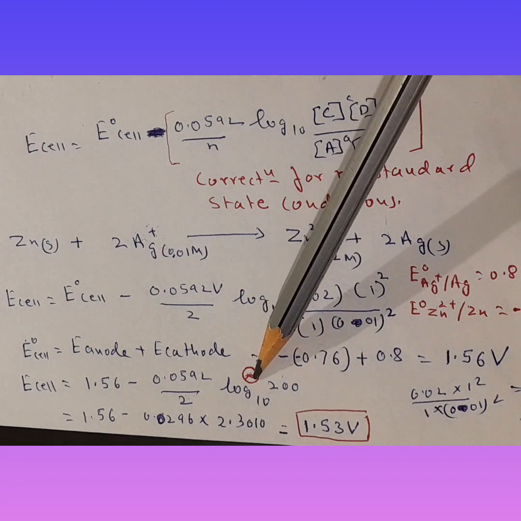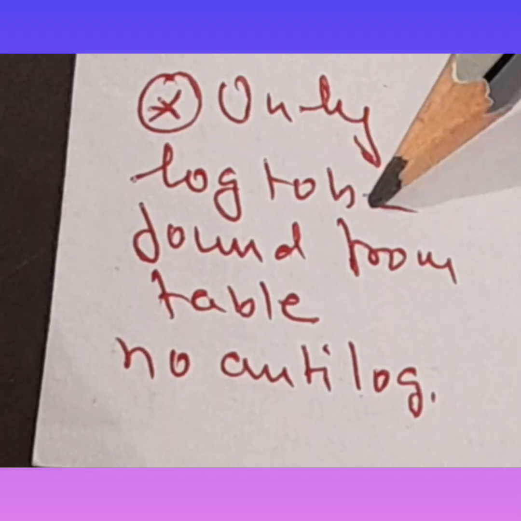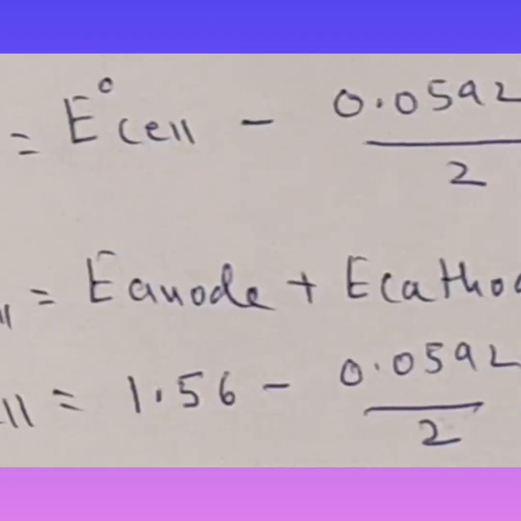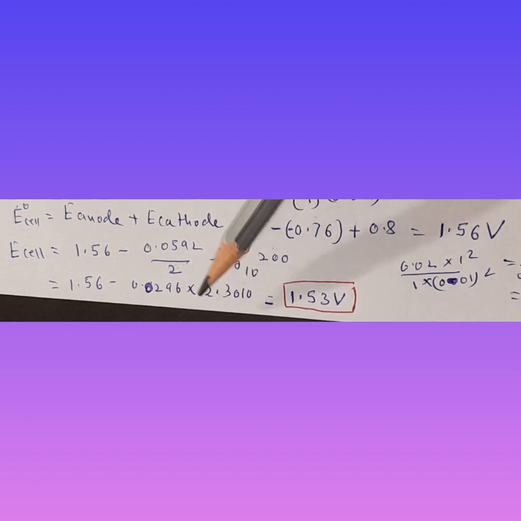Now, something very important: only the log is to be found from the table, no anti-log, because it is log. So we check out the log for 200. We know the characteristic comes to 2, and if we see 20 in the table, the mantissa would be 0.3010. So our value for log 200 to the base 10 is 2.3010. And when we multiply, what we get is 1.53 volts.